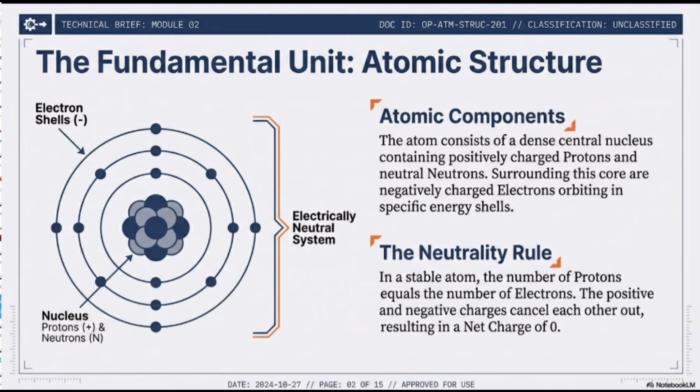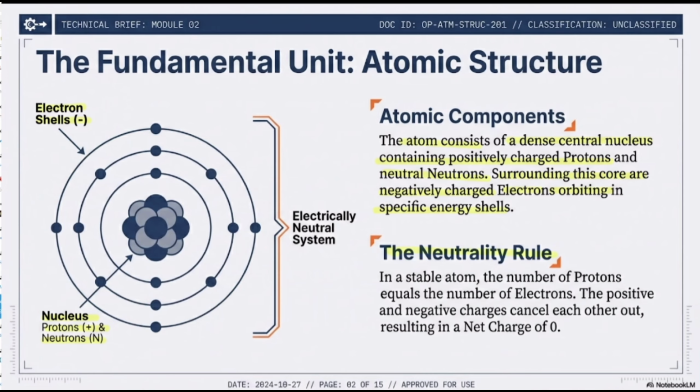So again, let's recap this. We have the atomic components. It means that the atom consists of a dense central nucleus, containing positively charged particles, which we know as protons, and some neutral neutrons. So at this point, I have the nucleus with a positive part and a neutral part. All of these are surrounded by negatively charged electrons that are orbiting in specific energy shells. We'll talk about the energy shells, by the way, but one thing you have to know is that electrons are orbiting around the nucleus.